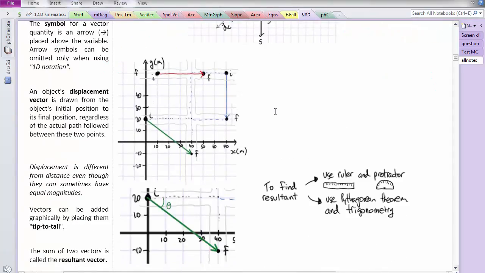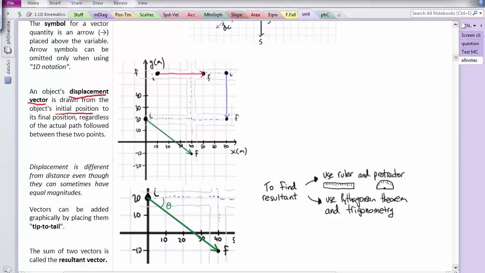From position, if we have a change in position, we have a displacement. So we have to look at a displacement vector. Displacement vectors are drawn from the object's initial position to its final position, regardless of the actual path followed between these two points. Super important, because we have little roads here in gray. Let's say we have to travel along these roads.